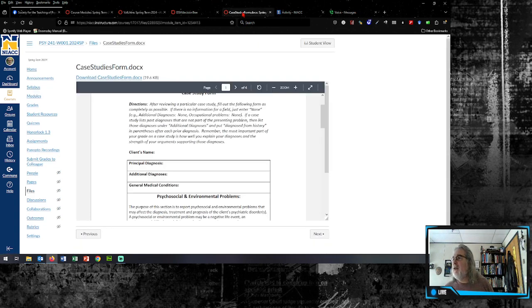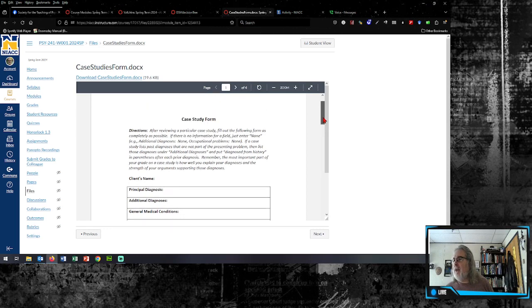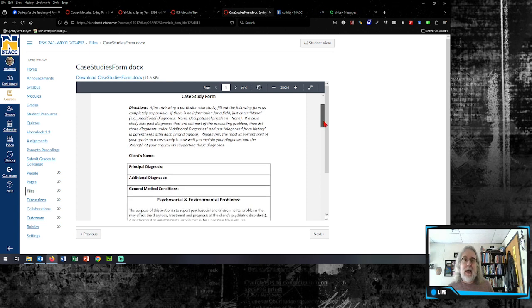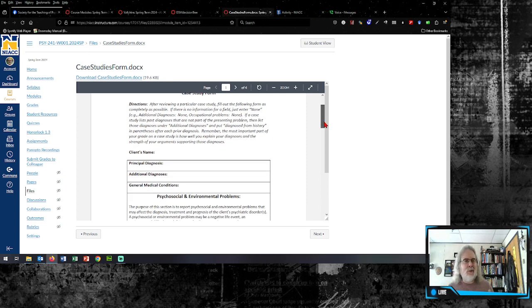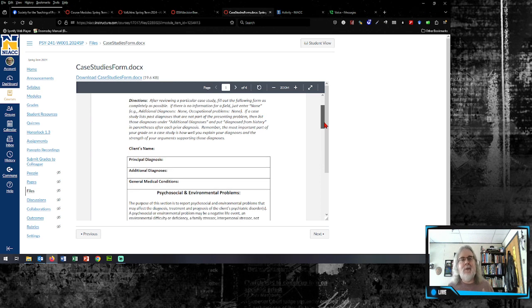Okay, so this is what the form looks like. Now the reason for having you fill out a form rather than just write up stuff is it makes it easier for me to grade these because I can see if you've hit the important points, and it also simulates the experience of actually doing a real diagnosis. So if you really were like an intake clinician, you would be filling out some kind of form on each client you saw and about their diagnosis and so forth. So this is trying to simulate that process. So it's trying to give you an experience of you being the person who makes the diagnosis.